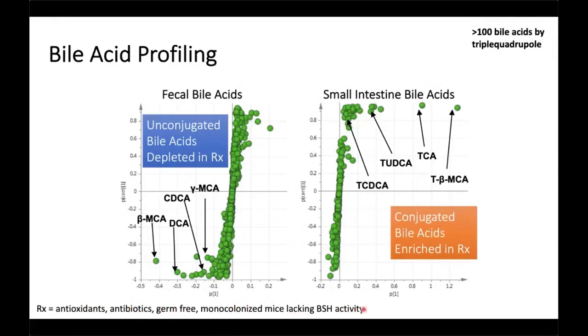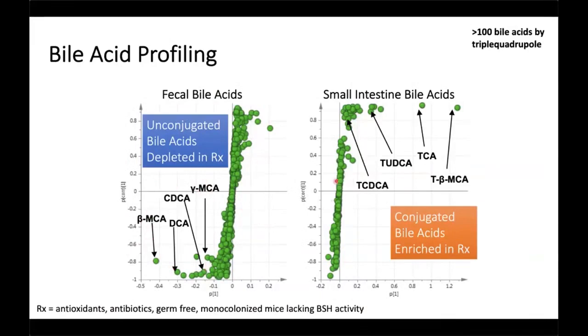We really were able to identify some key changes in different bile acid pools, whether we're looking at those obtained from the feces or stool, and comparing those bile acid species to those found in the small intestine. And what we found, when using all of these treatments individually, was that we could see an enrichment in unconjugated bile acids within the small intestine. However, those unconjugated bile acids were freely excreted in the rodent stool.